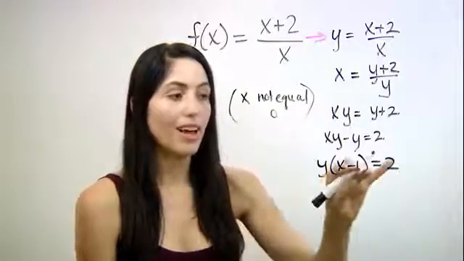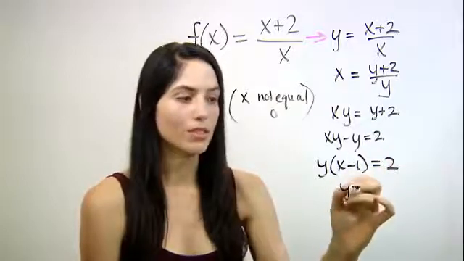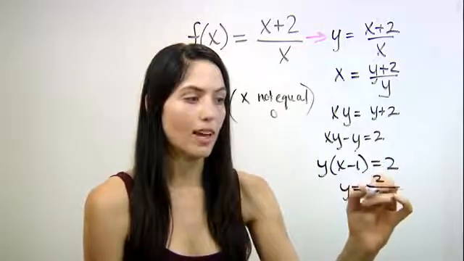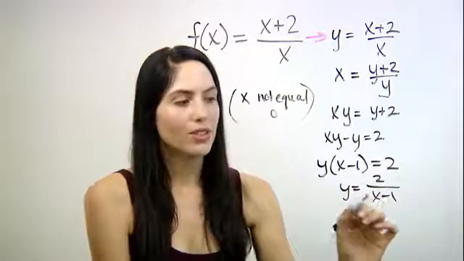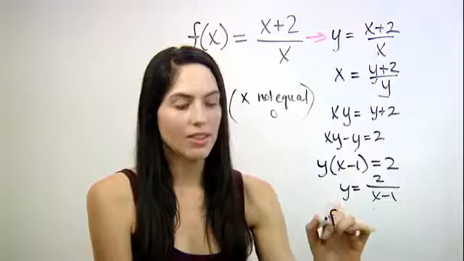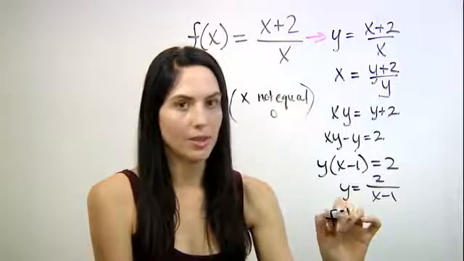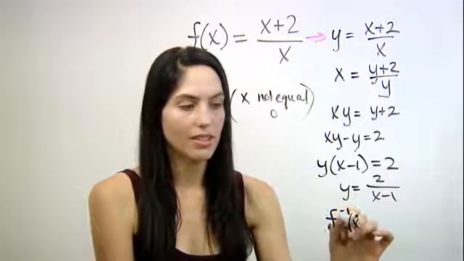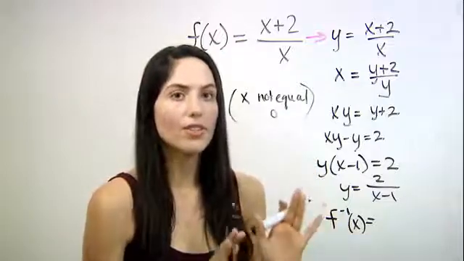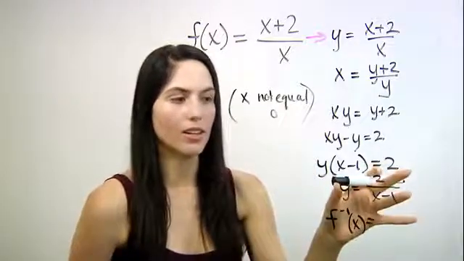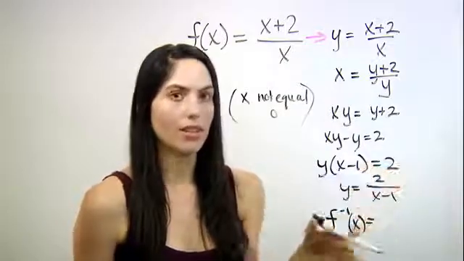Final step, divide out the x minus 1 from both sides, so you have y equals 2 divided by x minus 1. To write this as a function, we would use inverse notation. F inverse with a -1 superscript of x equals the expression, but first you have to check that this is actually a function. Sometimes it's just a relation and not a function.